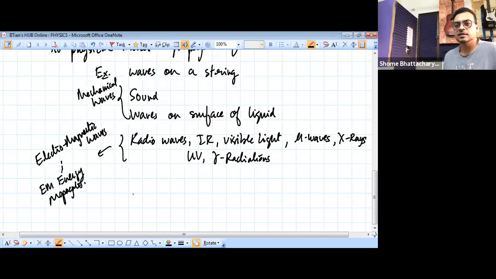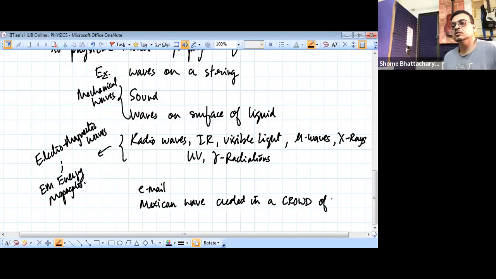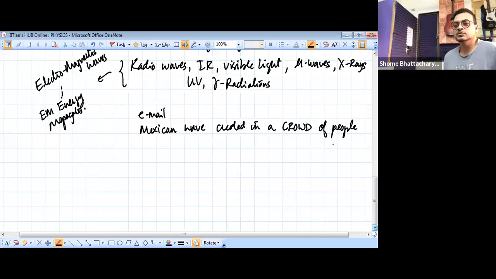Okay. And now there are the more abstract examples like the email communication I told you about, or, for example, there is Mexican waves in crowds. A Mexican wave created in a crowd of people. Okay. Something which we can only happily imagine right now because of the current situation in the world, in a stadium.